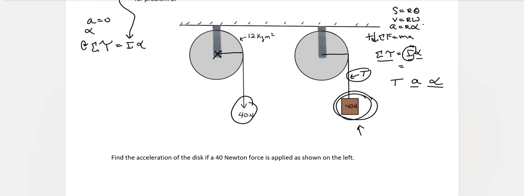So long story short, you'll have your two equations that have these unknowns. Then you're going to use this to get rid of this. Then you will have one unknown. Then you should be able to find the acceleration and the tension after that, no problem.